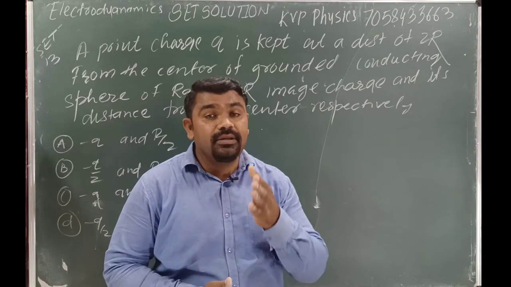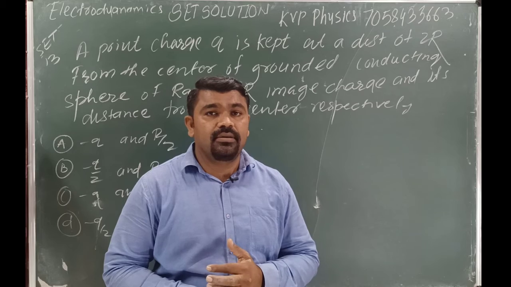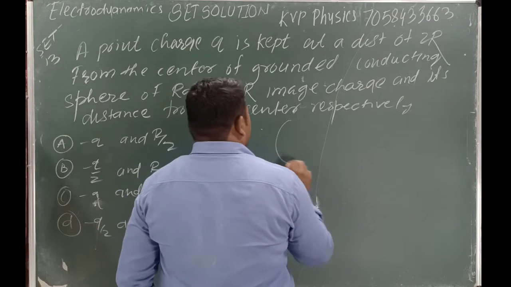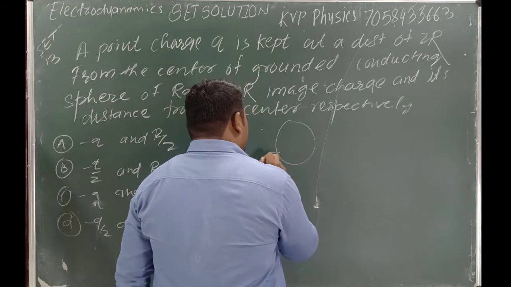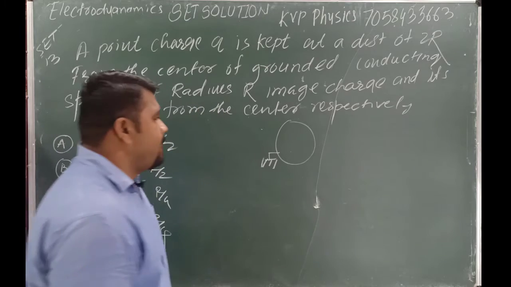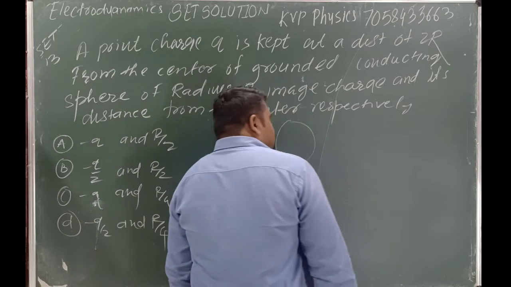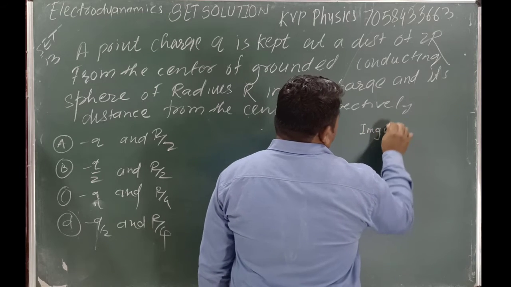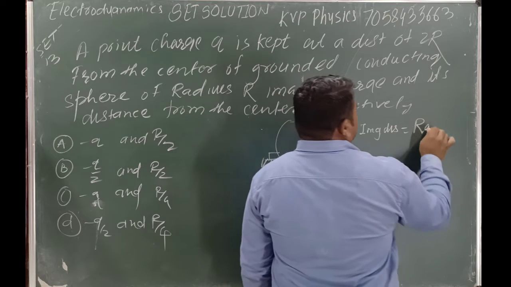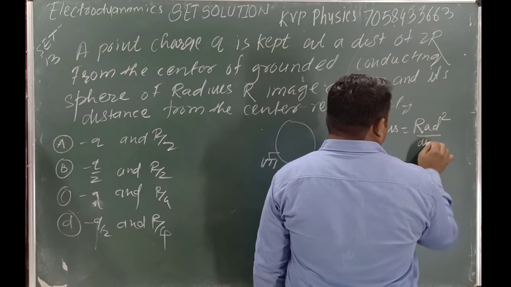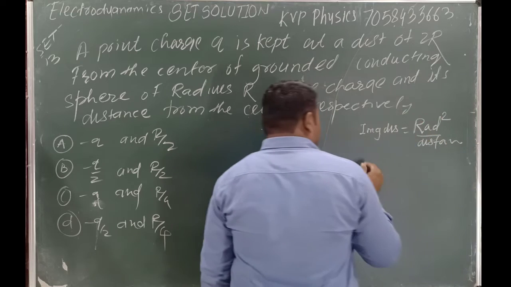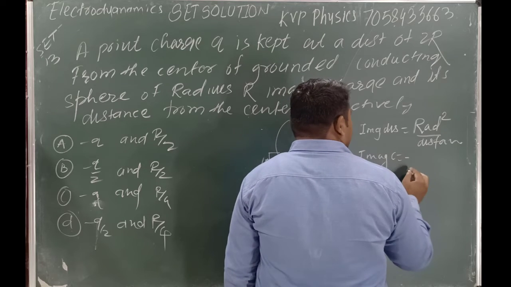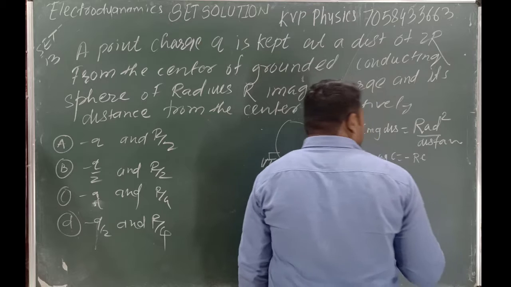In the last case we considered the plane system. Here we can take the conducting sphere. Suppose this one is a conducting sphere and this one is grounded. Then, and only then, does this behave like an image. Now, in this case we can always memorize two formulas. Image distance is equal to radius square upon distance. And image charge is equal to minus real charge into radius upon distance.